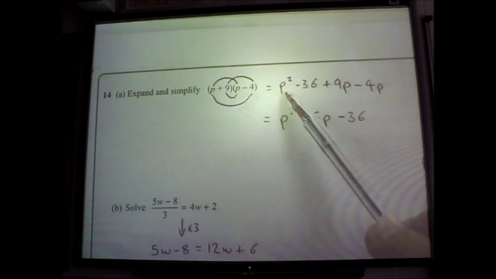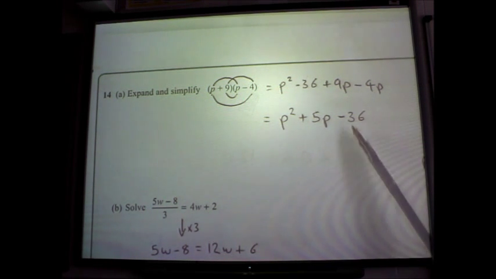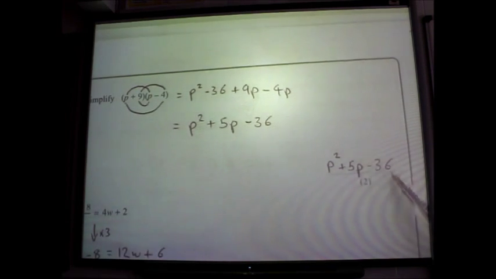I multiplied it out, I got p squared, take away 36, add 9p, take away 4p, and simplified it to p squared, add 5p, take away 36. 2 marks for that, which I've got in the answer bit there.